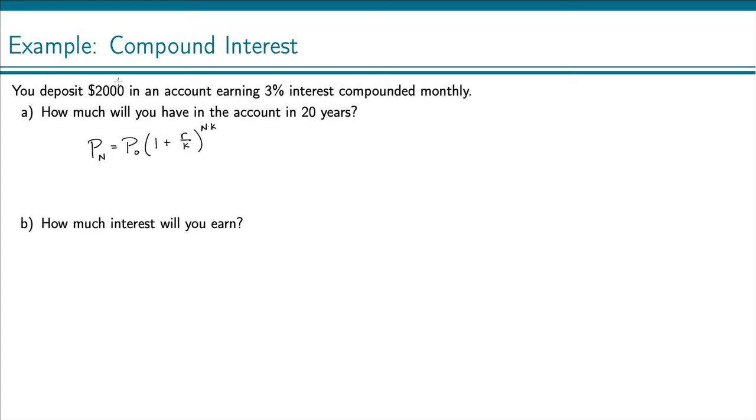We've got this $2,000. You deposit $2,000. That's what you start with, so that is P naught. We have a 3% interest rate. That is R.